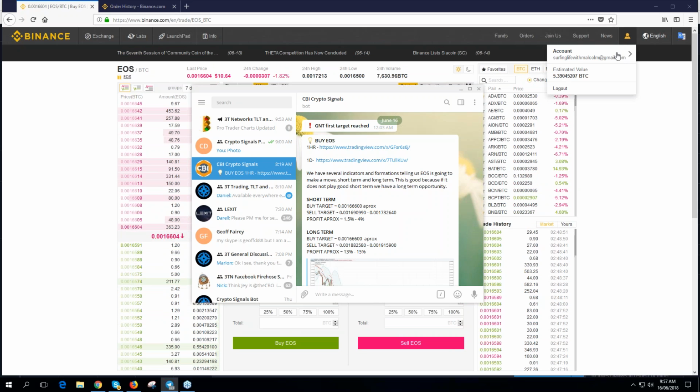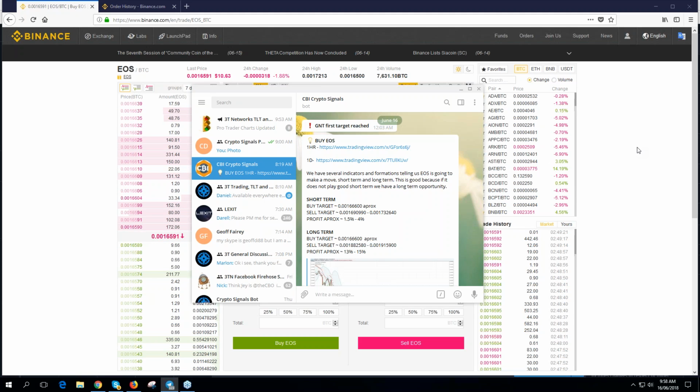I have an account right now. As you can see, it's worth right here 5.39 Bitcoin. I started with 2.8 in this Binance account, if you're watching my earlier clips from 2 months ago. So I've increased 2.25 Bitcoin, nearly 2.25 Bitcoin, which is nice. Now Bitcoin's low, yes, but that's okay. It's all about increasing your stack, right? It's all about increasing your stack.